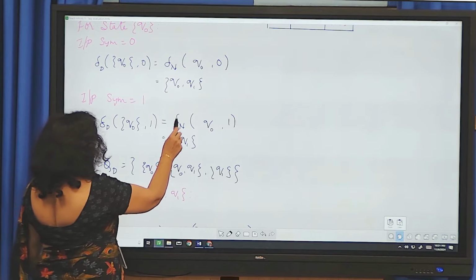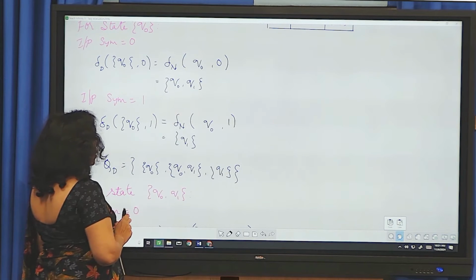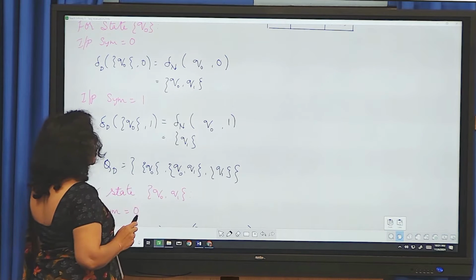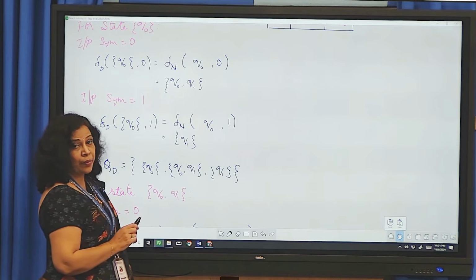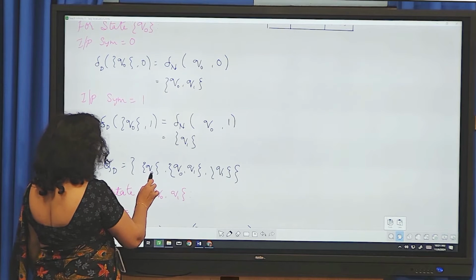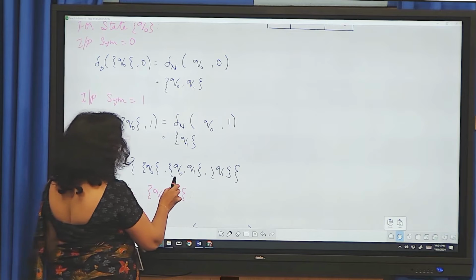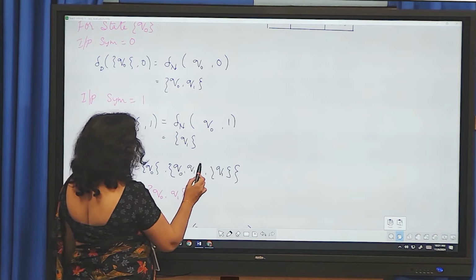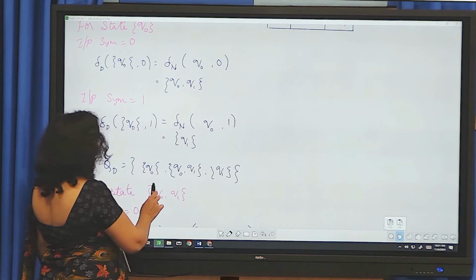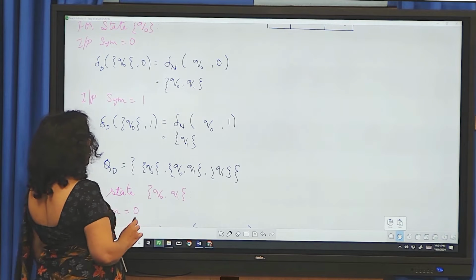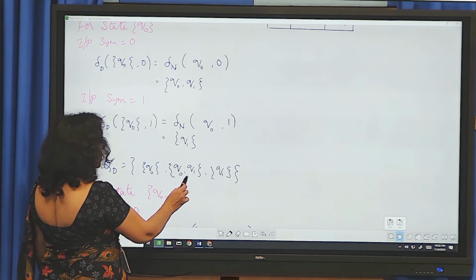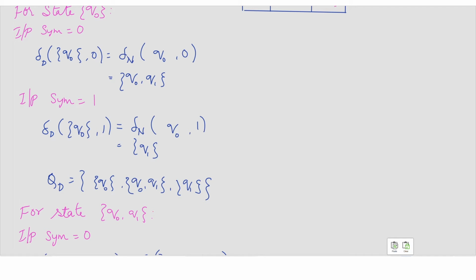Now, these two states we got, they are not in QD. Since these two states are not in QD, add them to QD. Now, QD will be equal to the set with Q0, then the set Q0 comma Q1, then the set Q1. Okay. So, for this Q0, we have already applied the transitions. Now, we will consider this Q0 comma Q1.